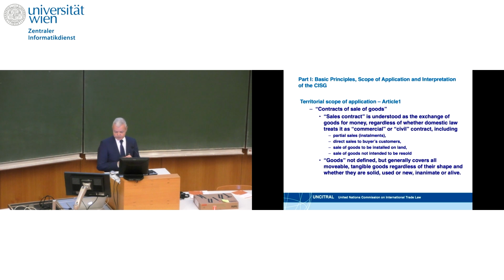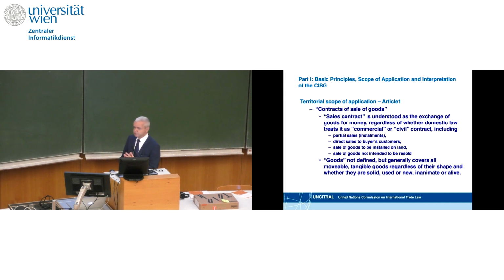The CISG also covers partial sales. That means a sale where delivery is by installments, or also payment is by installments. Direct sales to the buyer's customers. Sale of goods to be installed on land, meaning the fact that the goods sold eventually become part of an immovable property does not prevent the application of the CISG. And sale of goods that are not intended to be resold. As you know, many legal systems, in particular civil law legal systems, regard as commercial sales only those that are made for resale and not for a person's own consumption. These criteria are all irrelevant for the CISG.